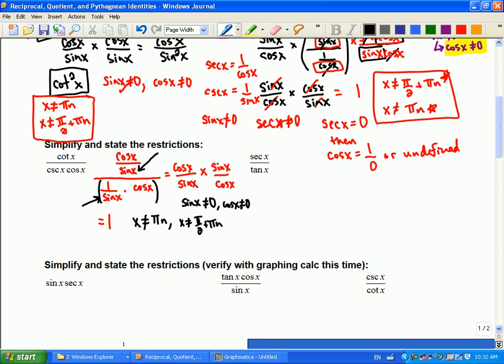Okay, so in this first example, you should have 1 as your simplified version, and cos and sine here both can't equal 0. Sine is on the bottom of 2 fractions, so sine can't be 0. And cosine, if cosine were 0, this whole fraction would be 0. So then I would divide by 0 on the middle bar. Okay.